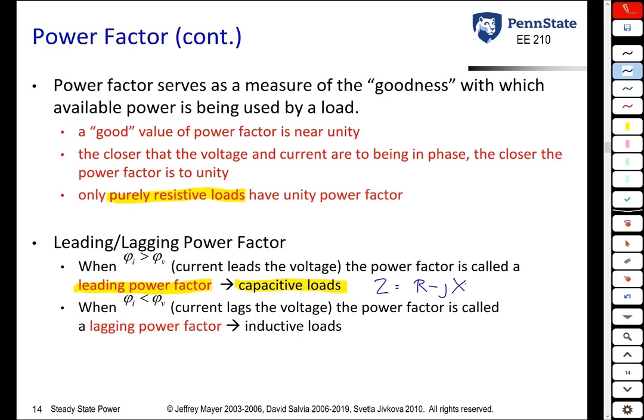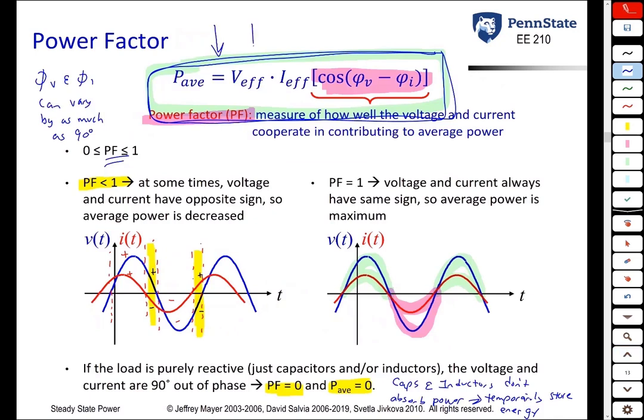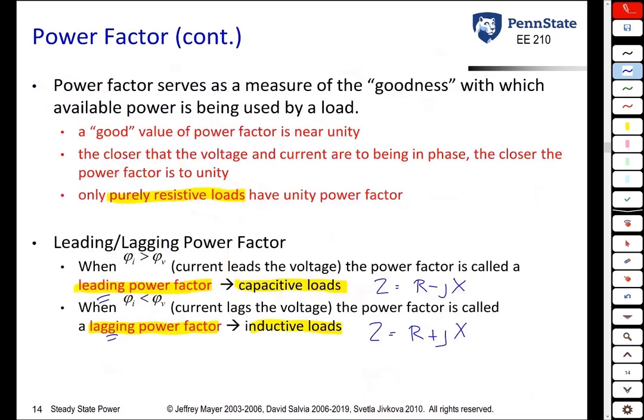Likewise, when the voltage angle leads the current angle, or when the current angle is less than the voltage angle, we call that a lagging power factor. That is associated with inductive loads, which are going to have impedances that look like Z is equal to some R plus a positive reactance. Let's use this equation now to solve a problem.